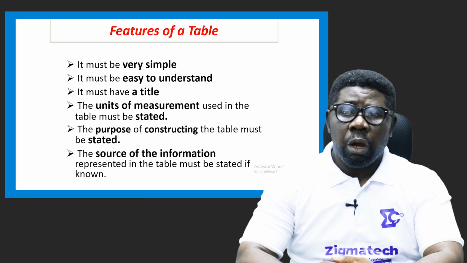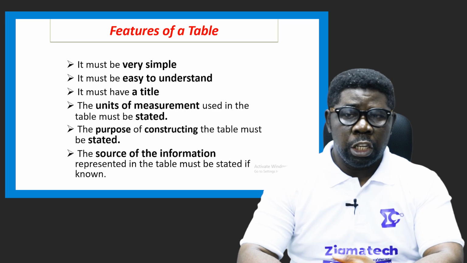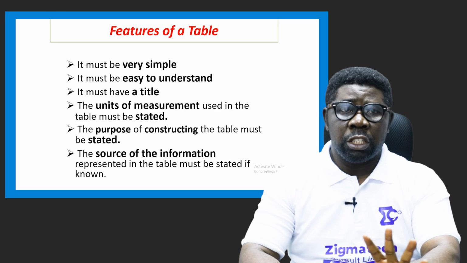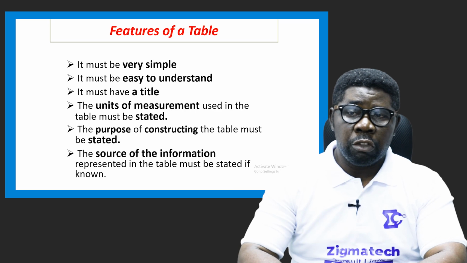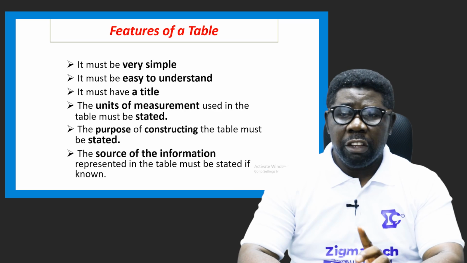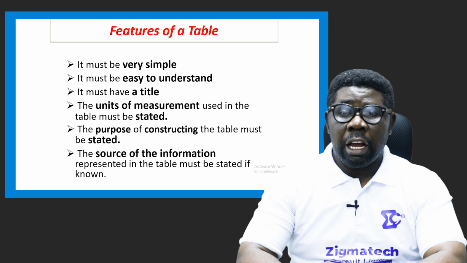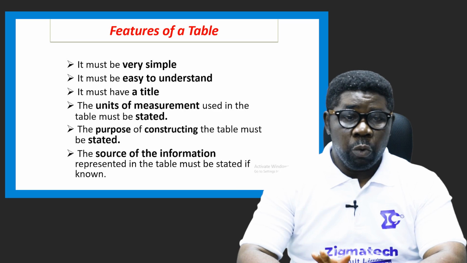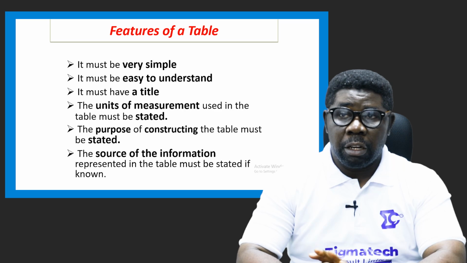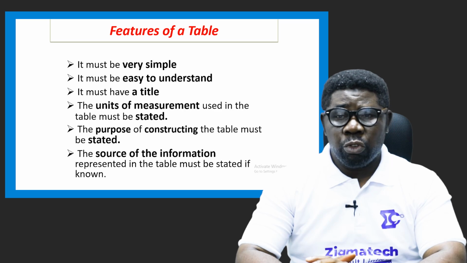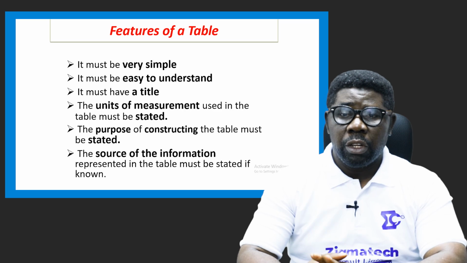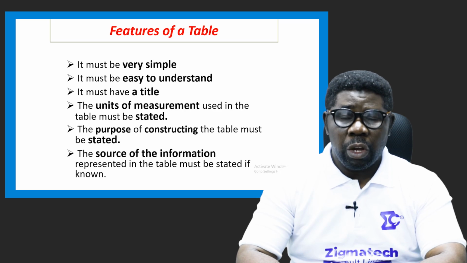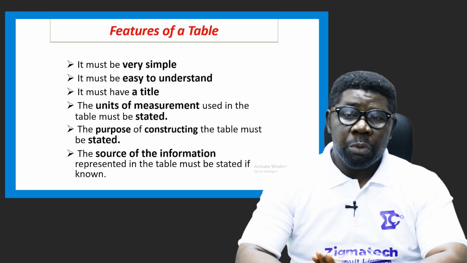What and what must you see in a table? What and what must make a table to be what the table is? That's talking about the features of a table. First, in no particular order, it must be very simple to understand. Like I said, when you look at a table, you know what and what is there, all right? Nobody will need to explain to you most times what is in a table. It must be easy to understand. It must have a title.